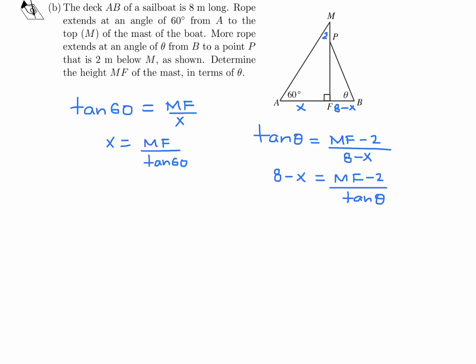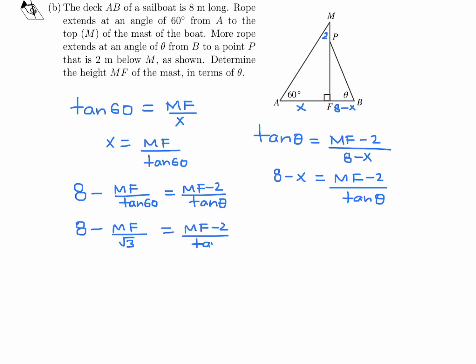Okay, so we can substitute this guy here, and let's do that. So we have 8 minus X, but X is MF tan 60, and that is equal to MF minus 2 over tan theta. So at this point, we just have to crunch this out and come to a final conclusion. This is pretty much going to lead to that. All right. Well, what is the tan of 60? I think it's root 3, right? Yeah. So then we just continue here, MF minus 2 over tan of theta.